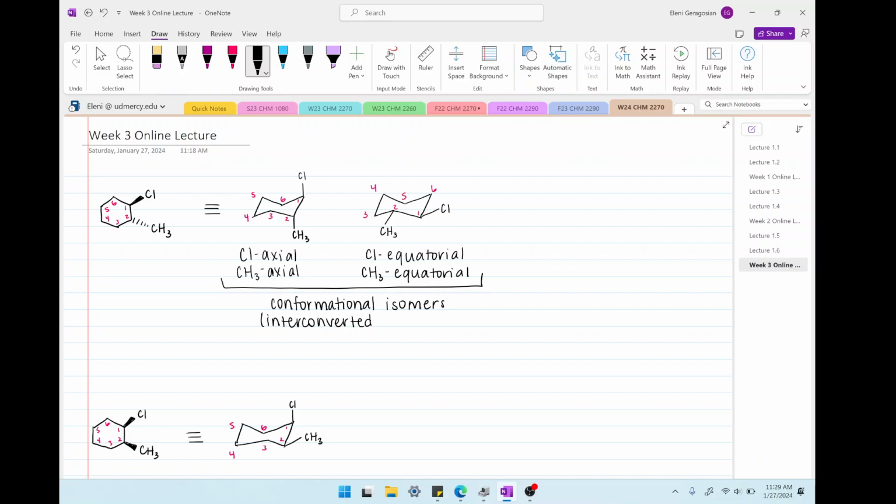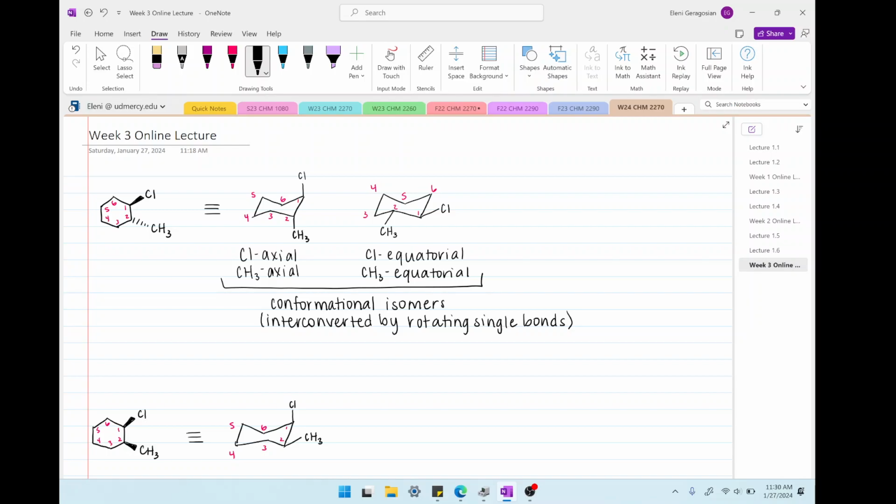So isomers are molecules in general that have the same molecular formula, same number of atoms. Conformational isomers have the atoms connected in the same bonding pattern, so the same location of all single bonds. But conformational isomers are molecules that have different energies. So these 2 isomers have different energies, but they can be interconverted by rotating single bonds. And that's what a conformational isomer is.